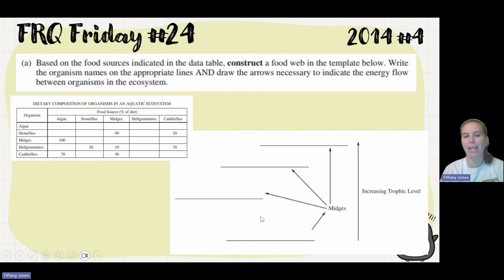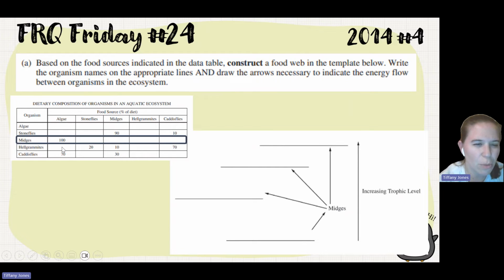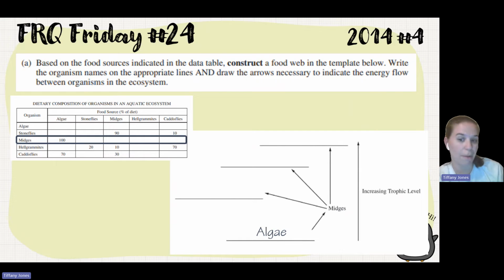So we look here at part A. It says, based on the food sources indicated in the data table, construct a food web in the template below. Write the organism names on the appropriate lines and draw arrows necessary to indicate the energy flow between organisms in the ecosystem. So we look here, and we can see, what do the midges consume? Well, the midges consume 100% algae, which means that the algae is going to be our primary producer and it's the bottom of our food web.